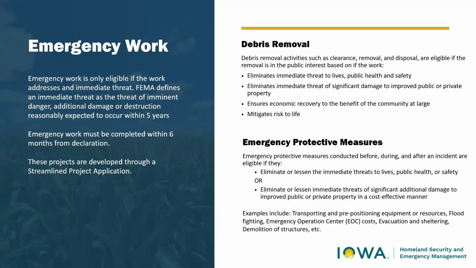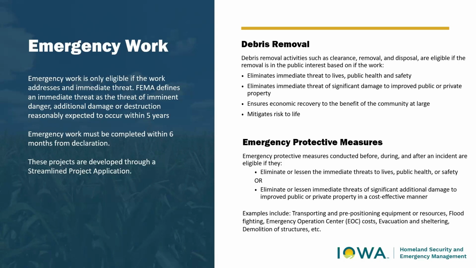Looking a little bit closer at emergency work, it is only eligible if the work addresses an immediate threat. FEMA defines immediate threat as a threat of imminent danger. Emergency work, again, must be completed within 6 months of the declaration. And in the grants portal system, these projects are written using a streamlined project application. There are 2 categories of work for emergency work. The first is debris removal.